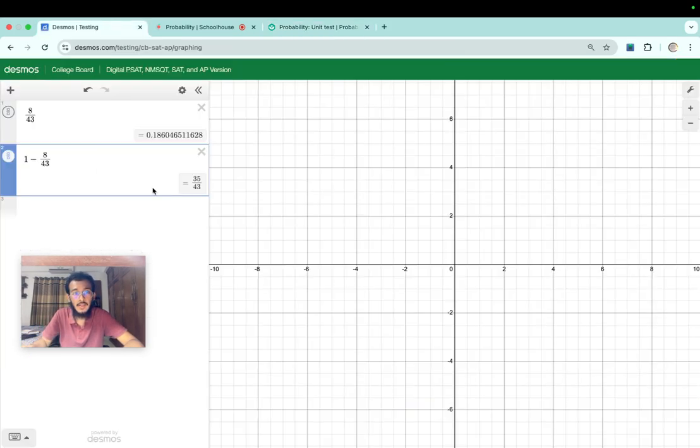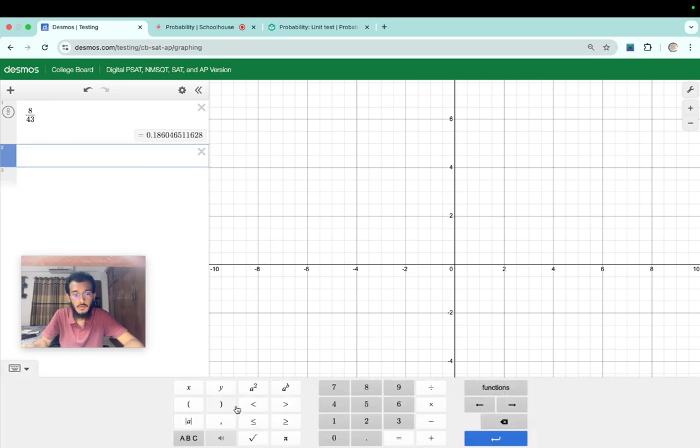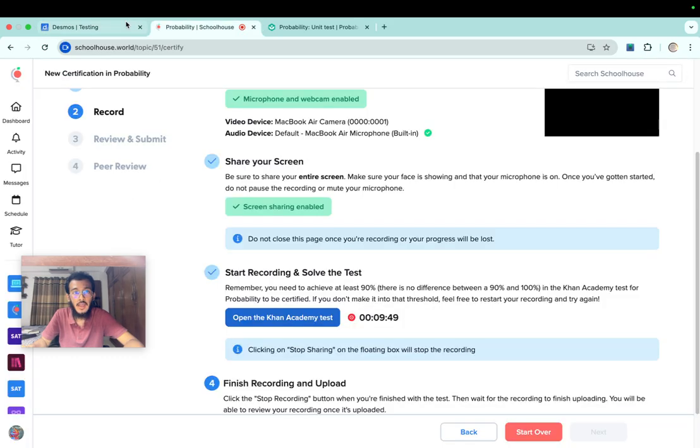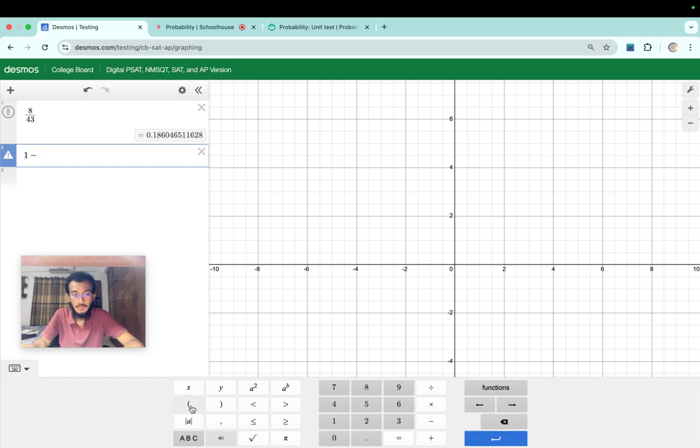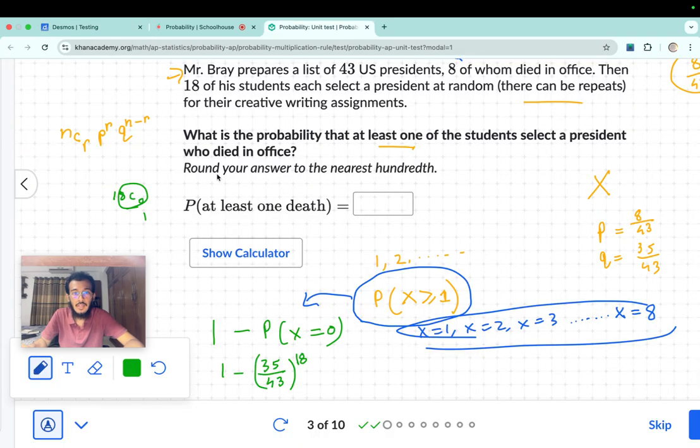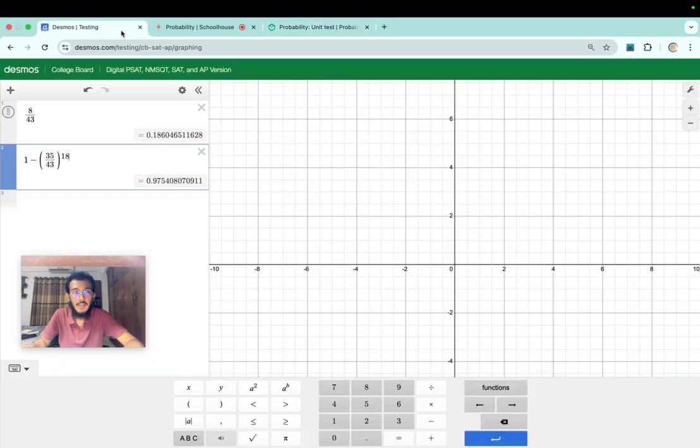So 1 minus we have 35 upon 43 to the power 18. Sorry, not 182, it's 18. Okay, so round your answer to the nearest hundredth.